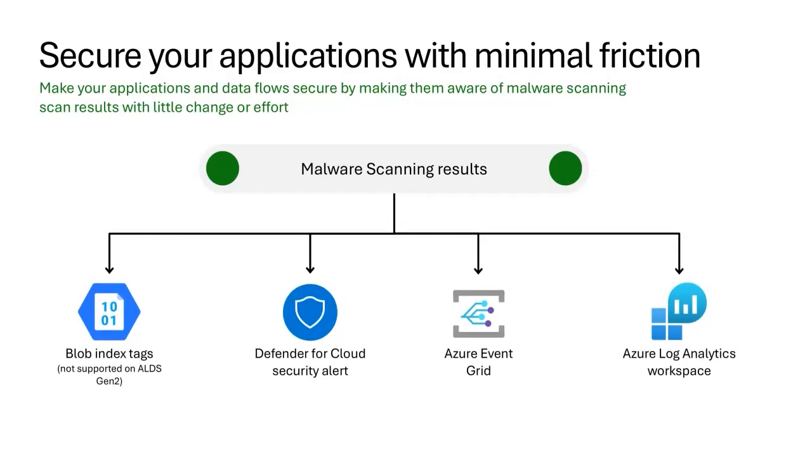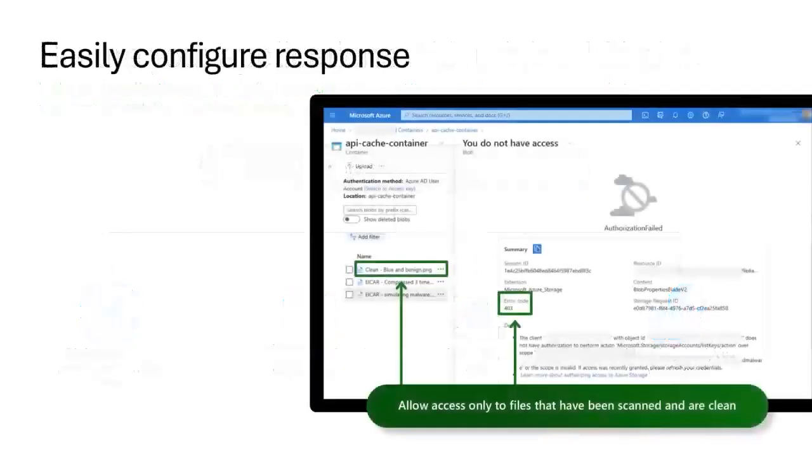When malware is detected on an uploaded blob, a Defender for Cloud security alert is sent with all the details on the malware and the file. All the scanning results are written on the blob index tag. And you can also configure Event Grid custom topics to automate responses to scanning results. And you can configure a Log Analytics workspace to save all the logs of all the scanning results for compliance purposes.